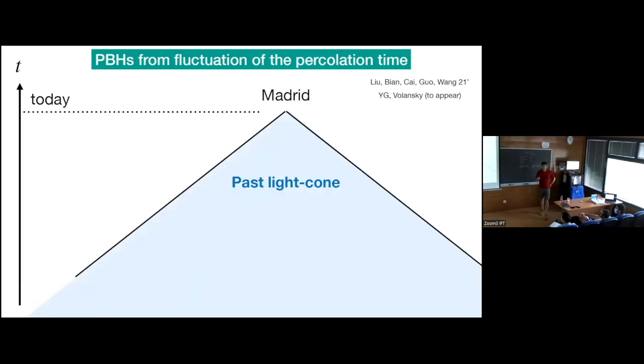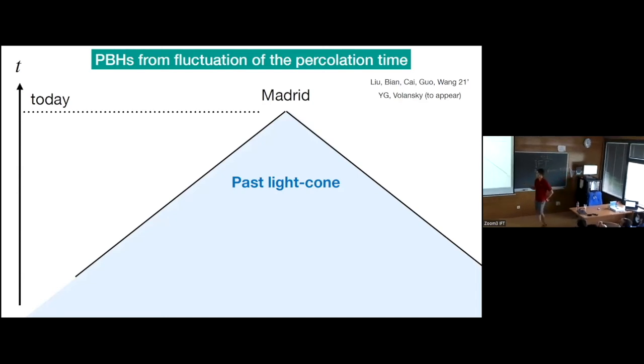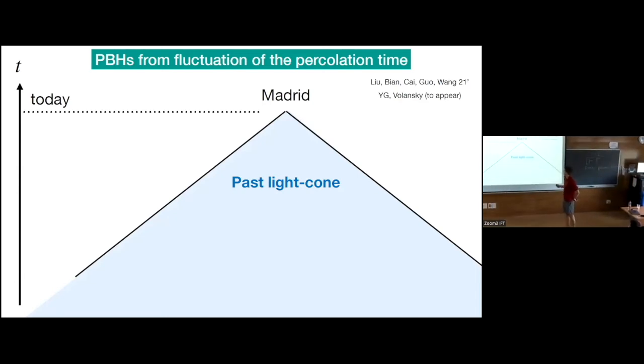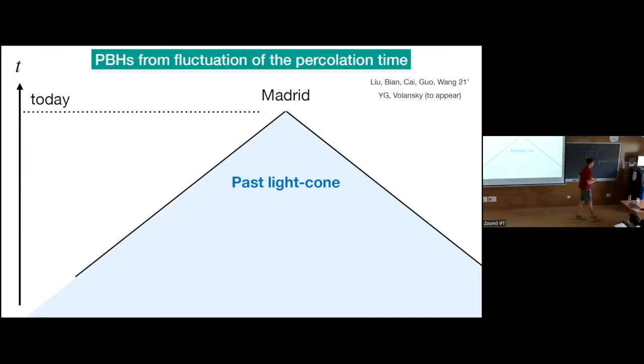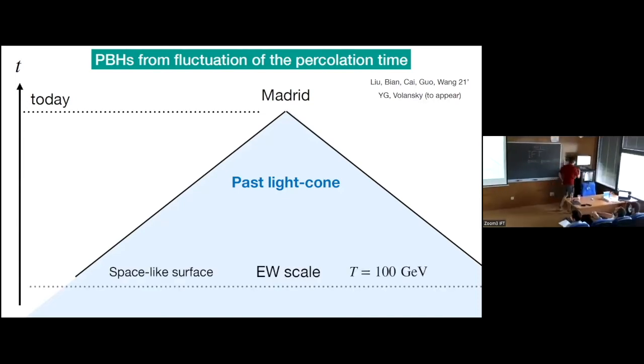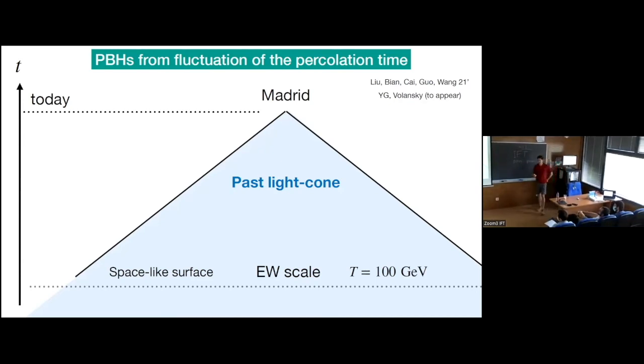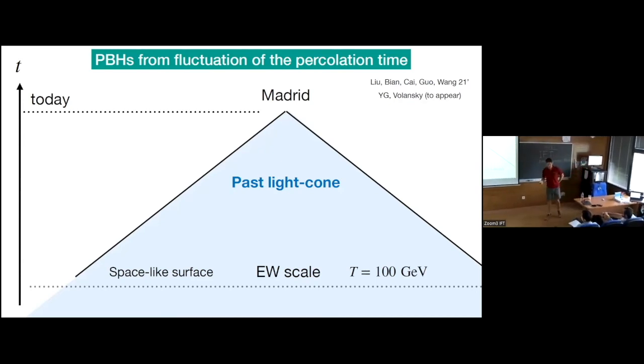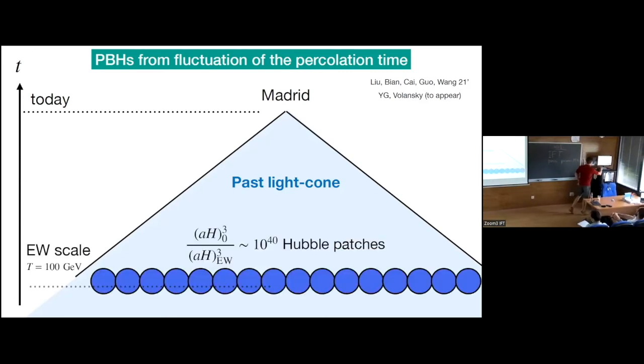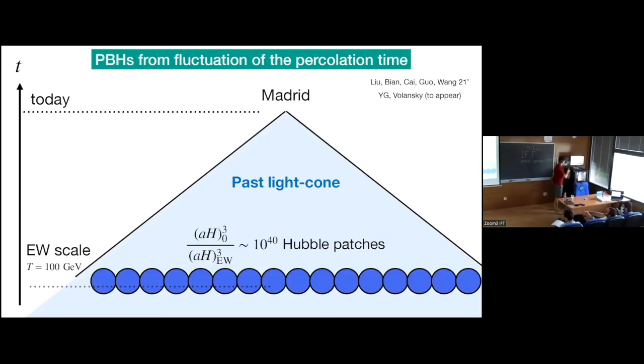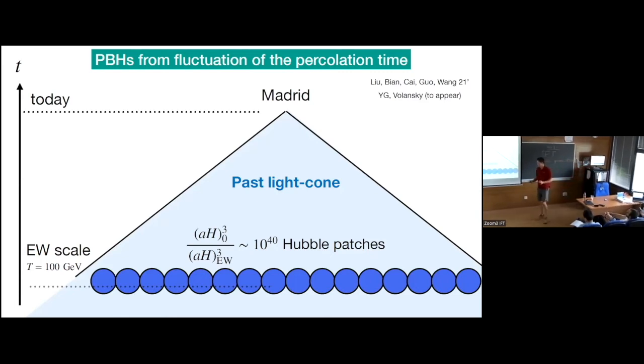So today we're in Madrid, right? Let's do a small thought experiment. We look at our past light cone. So we look at the sky. And in particular, we look at the space-like surface when the universe was electroweak old. Okay? And this space-like surface contains 10 to the 40 causal patches.